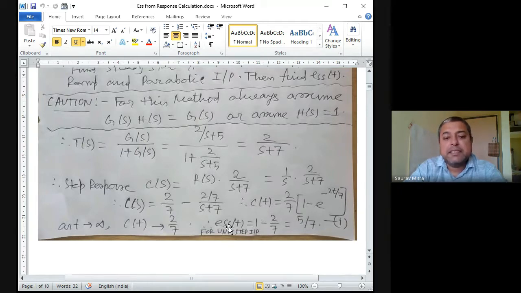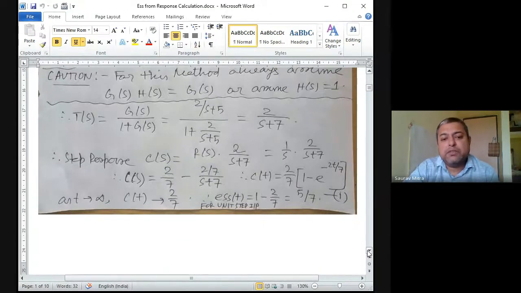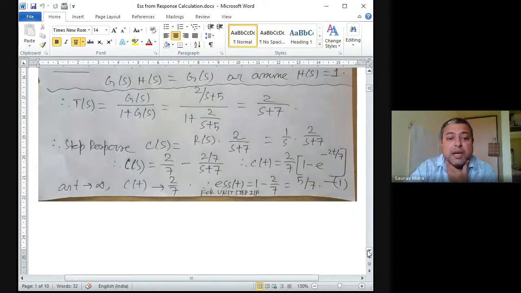So the final steady state error is 1 minus output at t tends to infinity. c(t) at t tends to infinity is 2 by 7. The input is unit step, so input is 1, and output as t tends to infinity is 2 by 7. So the final steady state error is 5 by 7. This much we could calculate and understand yesterday, and now we are supposed to see how to visualize this. So this is what we have found out, steady state error from the output method.